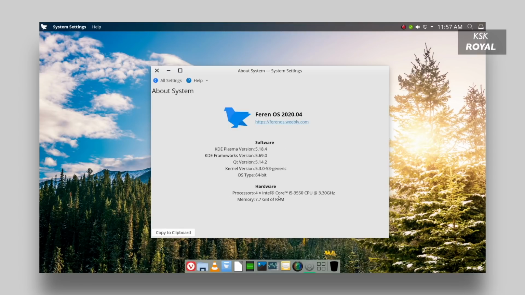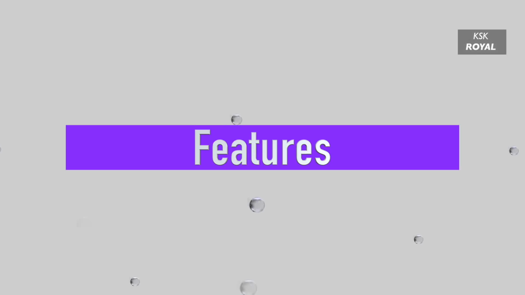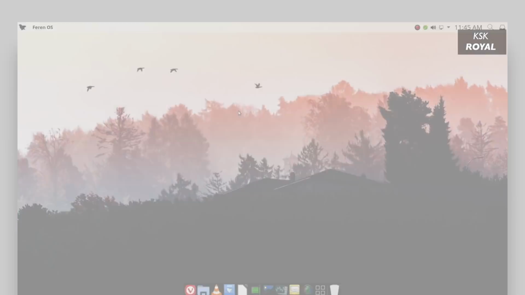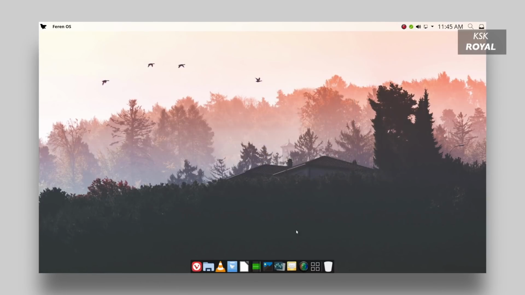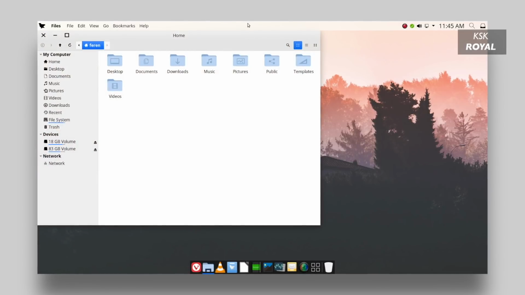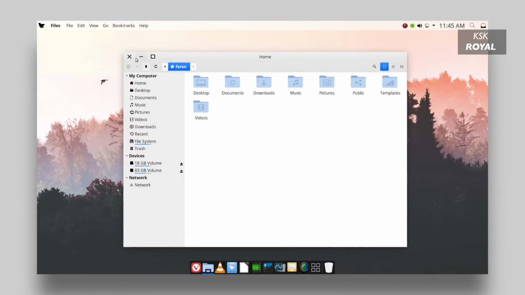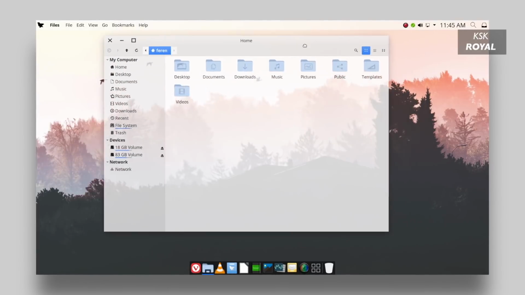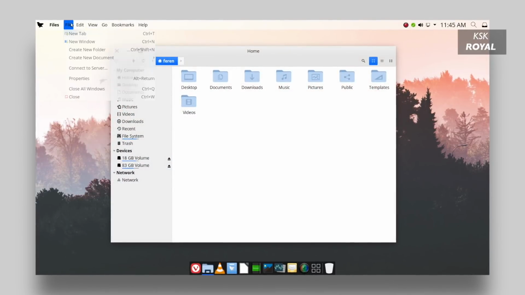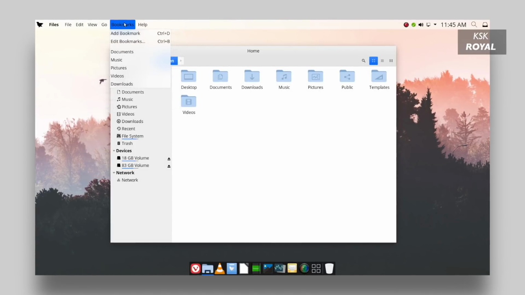Feren OS is made by British developers and is based on the latest Ubuntu LTS and uses a KDE Plasma desktop environment with major tweaks. It provides stunning visual graphics that no other Linux distro offers in the industry. Every element of the user interface is incredibly amazing. Just take a look at the Feren OS desktop, which is absolutely next level.